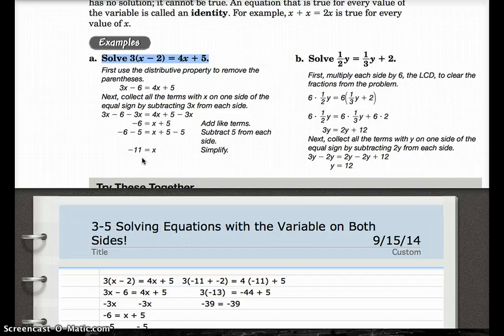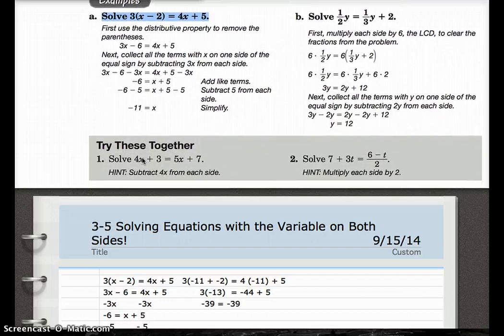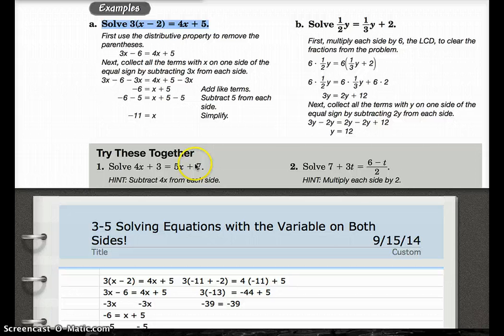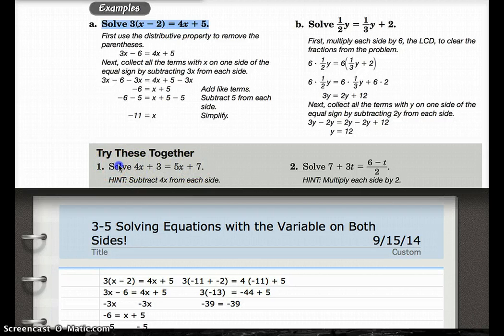And then for your next problem, I'd like you to try on your own. Go ahead and try this one. It's number 1, solve 4x plus 3 equals 5x plus 7. And then it's giving you this hint right here to subtract the 4x from each side.